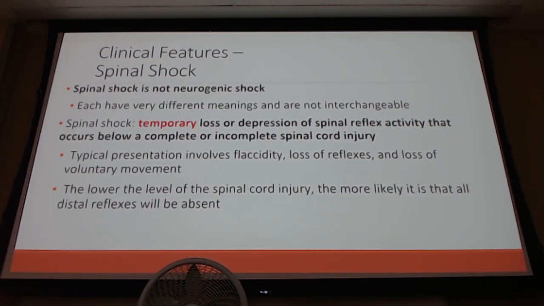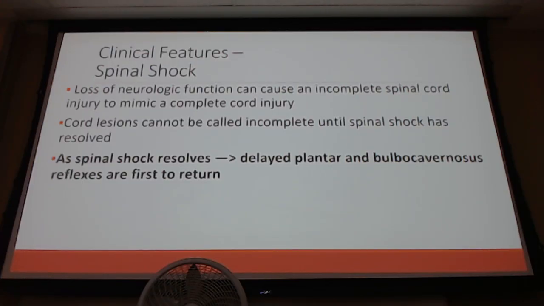And spinal shock isn't neurogenic shock. Spinal shock's really when we have all of those inflammatory secondary injuries, and it causes that temporary loss of those reflexes, which makes it difficult to decide whether it's a complete versus incomplete lesion. Typically they present with flaccidity, loss of reflexes, they don't have any voluntary movement. And like I said, it can mimic a complete injury, so that's why we can't fully evaluate whether it's complete or incomplete until further along in their care after they're hospitalized.